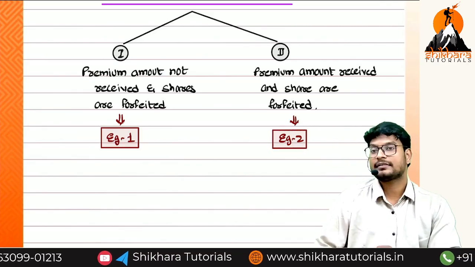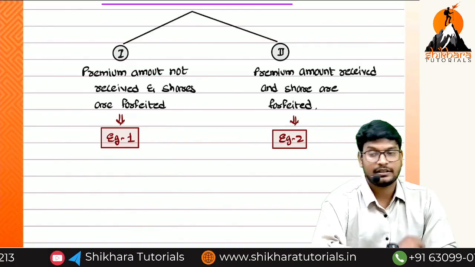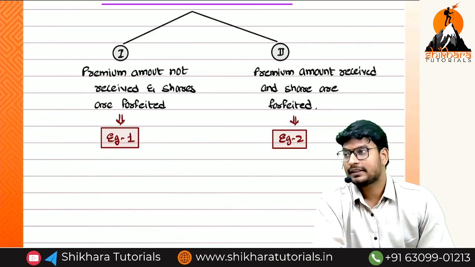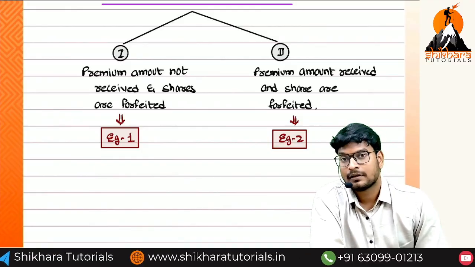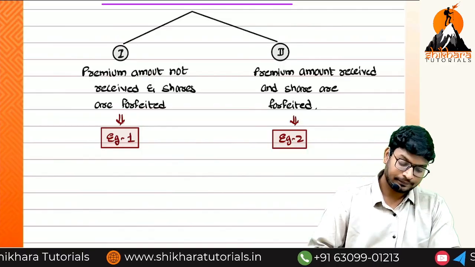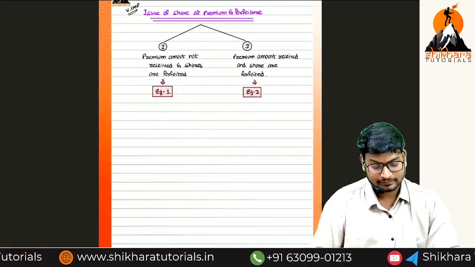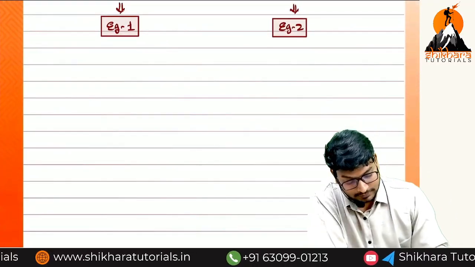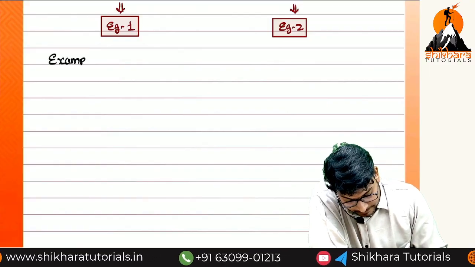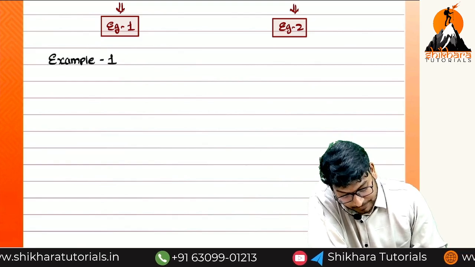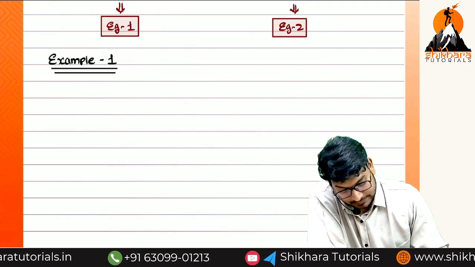In the previous class, what we discussed was the over subscription concept. What is the first one? Rejecting the excess application. What is the second one? Pro rata allotment. What is the third one? Combination of 1 and 2. Okay, that means you are remembering the concepts. First try example number one. Premium amount received or not received? Premium not received.